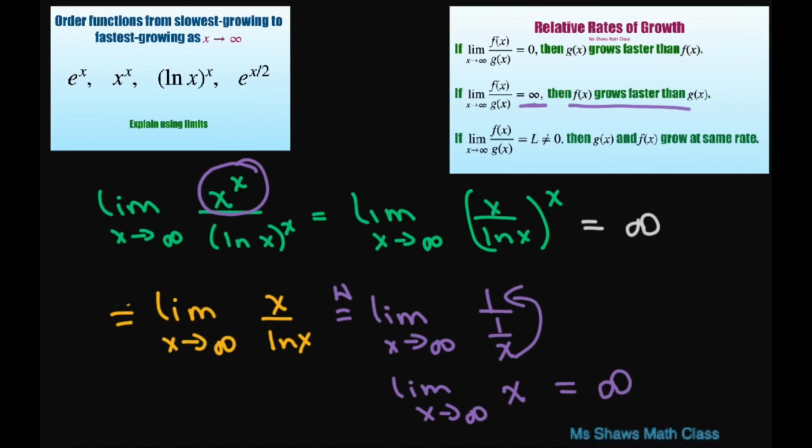So in order, the slowest growing is e to the power of x divided by 2. Then we had e to the power of x. And then the next one is ln of x to the power of x. And the fastest growing is x to the power of x. So that's your order right here.